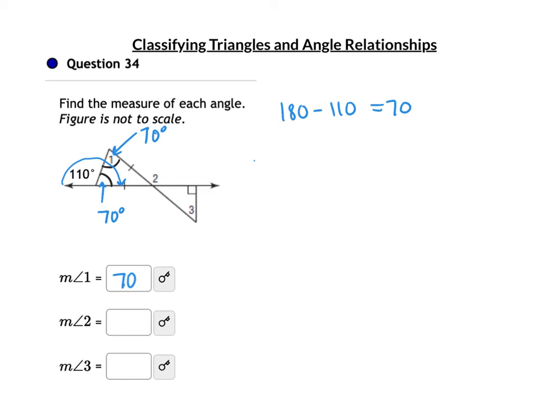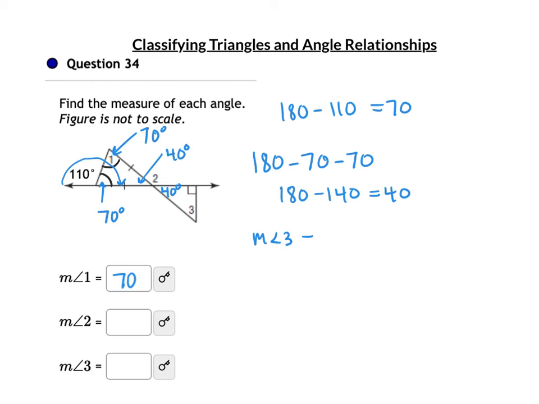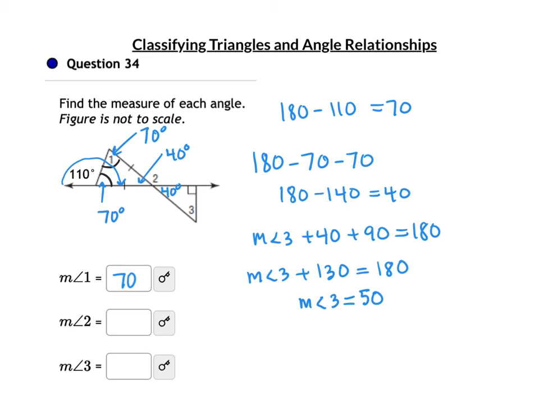Now, if we subtract from 180, 180 minus 70 minus 70, that's going to give us this top angle right up here. 180 minus 140 gives us 40. And we have a vertical angle, so this angle is also 40. Well, I know the measure of angle 3 plus that 40-degree vertical angle plus the 90-degree angle is equal to 180. 90 and 40 is 130. We'll subtract 130 from each side, and the measure of angle 3 is 50 degrees.